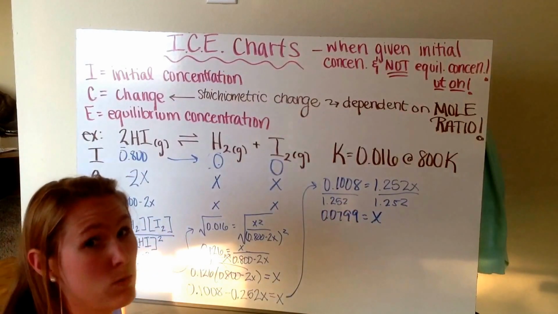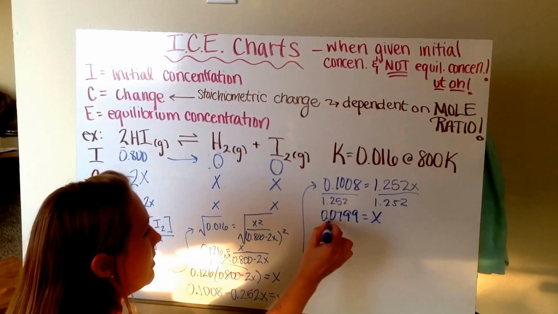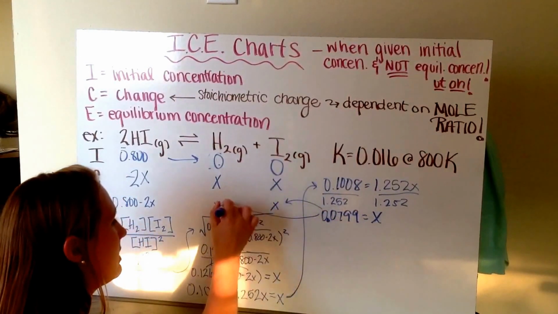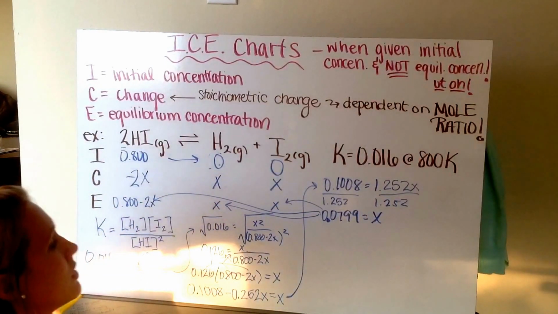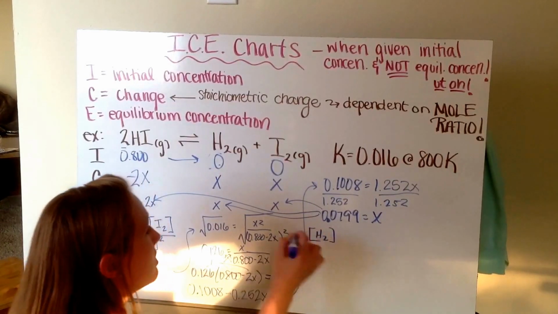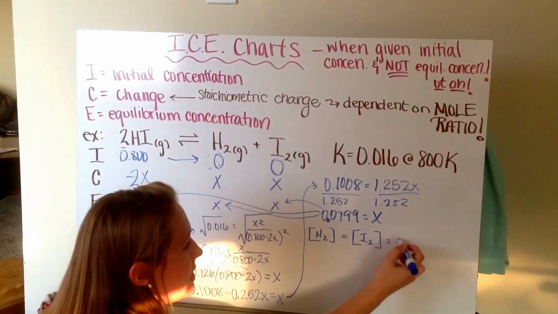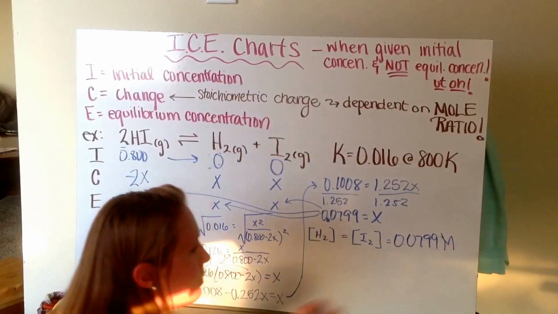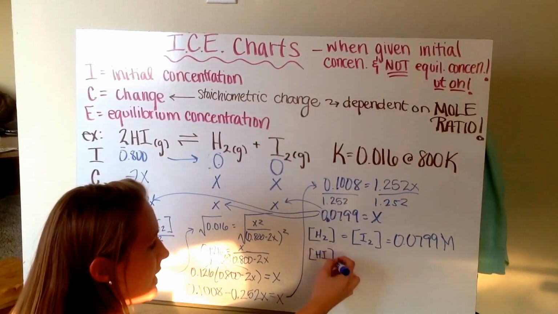Now what does this value mean? That's the important part. Well, this X gets substituted back in here, and into here. So that means my concentration of hydrogen gas, which is also equal to the concentration of iodine gas, is 0.0799 molar.